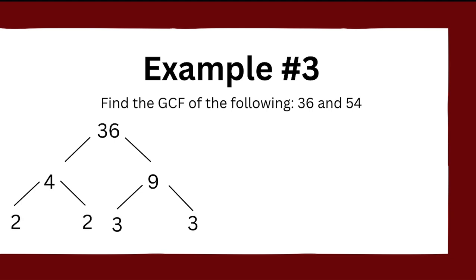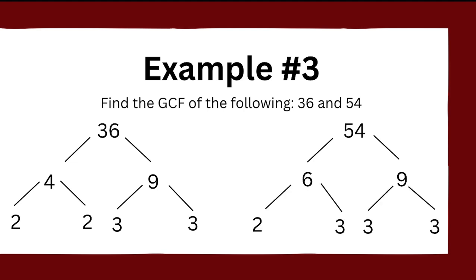So really looking at that, I know 2 times 2 can give me 4 and 3 times 3 can get me 9. So the numbers at the bottom are 2, 2, 3, and 3, okay? Now let's go on to 54. I know 6 times 9 can get me 54. Now how can I break down 6 and 9 further? Well, I know that for 6, I can get 2 times 3, and for 9, I can get 3 times 3.